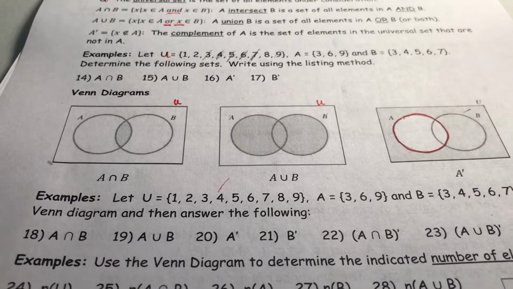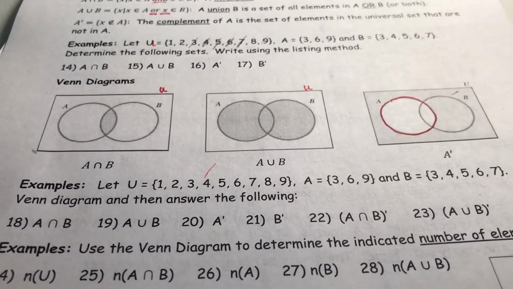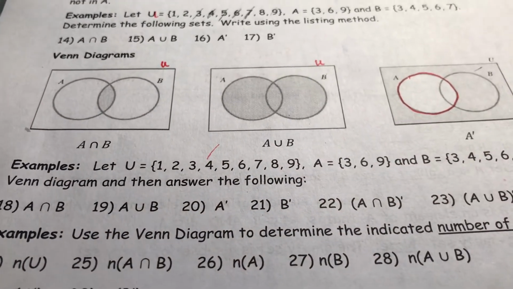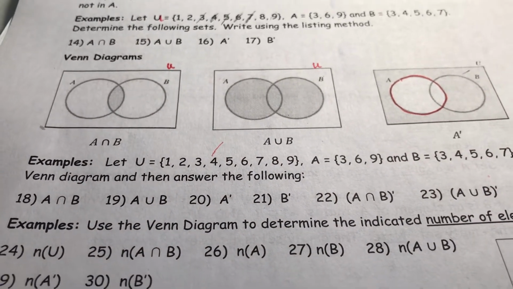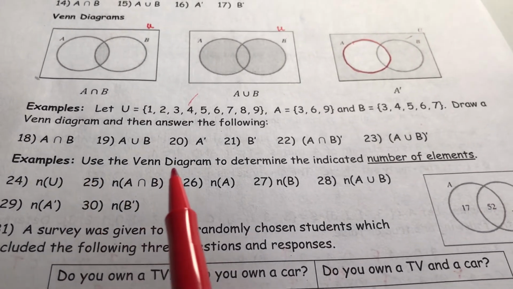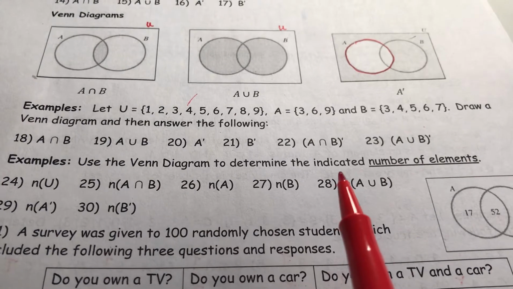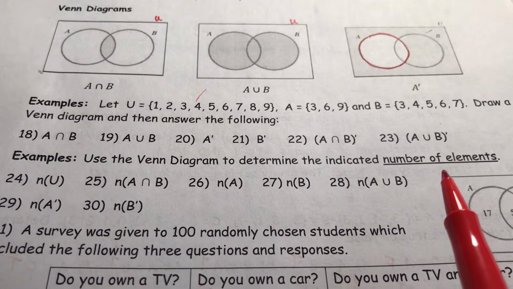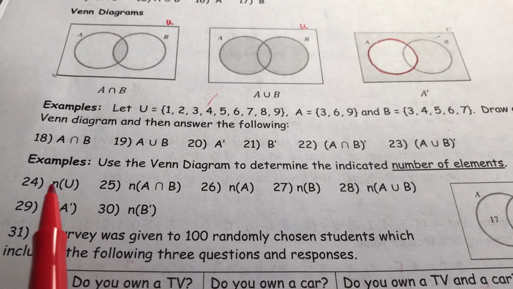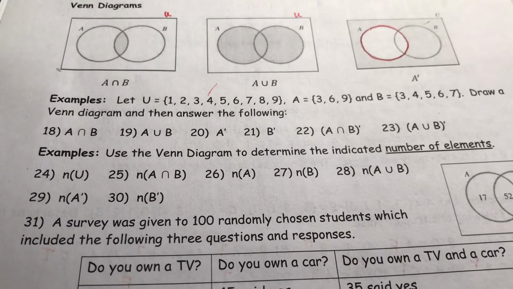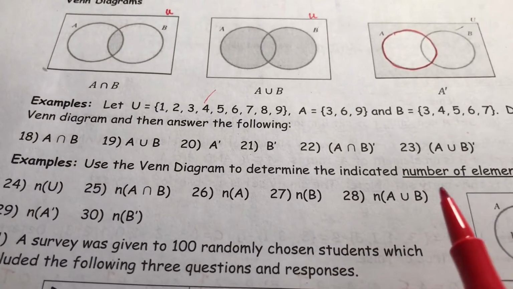Hello students, this is Survey of College Math, and we were looking at Venn diagrams, and I was getting ready to do number 24, and it says use the Venn diagram to determine the indicated number of elements. All right, now notice this is saying the number in U. All right, so this is about number of elements.